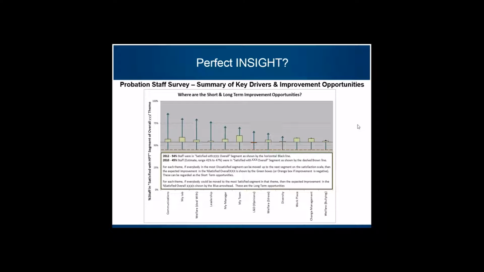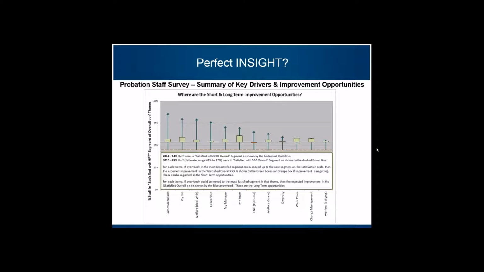And then there was this overall theme, which is what is measured on the left-hand scale. So the dashed red line showed that about 45% of staff were in the most satisfied segment when we look at the overall theme. By the next year, it's gone up to 54%. So this has shown an overall improvement. Which of the themes along the bottom had the biggest impact on that?